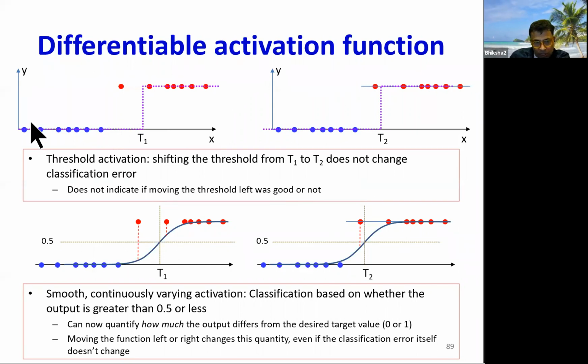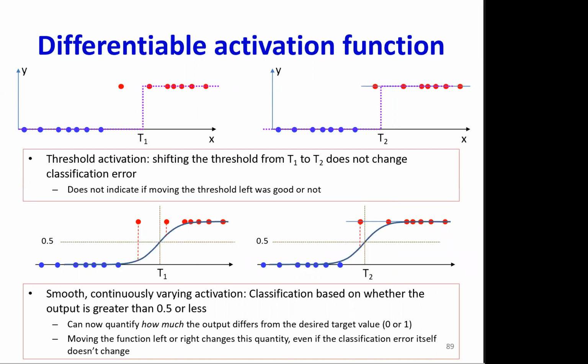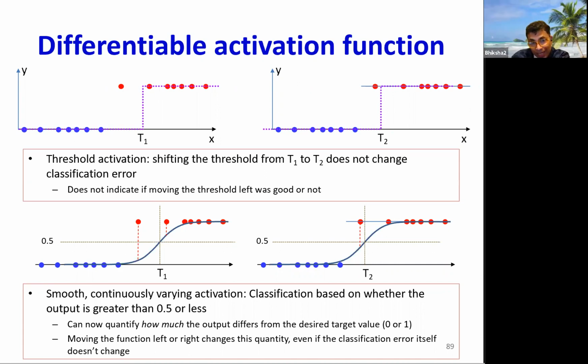Consider a threshold activation. Initially I chose the threshold over here, and I made one classification error. If I slide the threshold backwards in this direction from T1 to T2, at this point, what is the classification error? Anyone? The same. It's the same. So sliding it backwards didn't change anything. I don't get any indication of whether moving it back was a good thing to do.